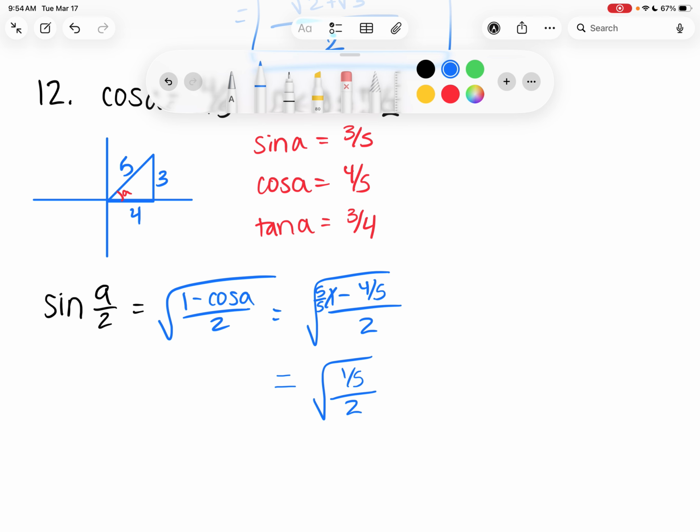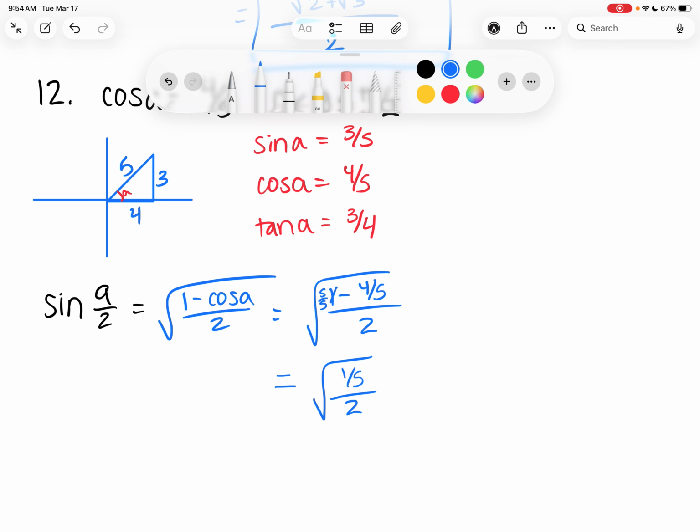I'm really lost. Before the 5 over 5 was there, what did it look like? 1. Okay, got it. And then we just rewrote this so I didn't have to use another line. So 5 over 5 minus 4 over 5 is 1 over 5, and then all over 2.